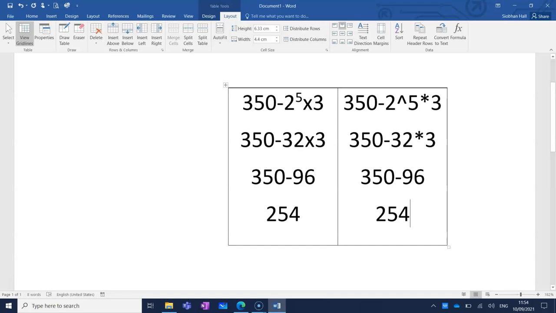And just to point out that the symbol for to the power of can be found by using Shift and 6 on the keyboard, and the symbol for multiplied by can be found by using Shift and 8 on the keyboard. That's the end of the video on order of calculations in a spreadsheet formula.